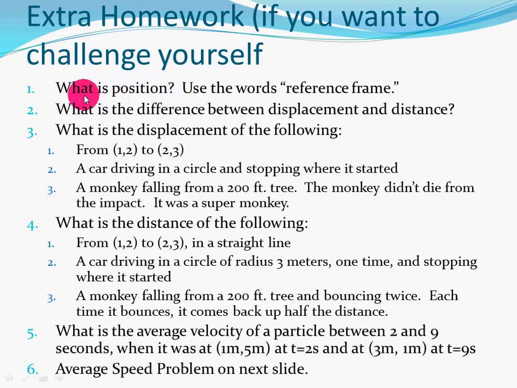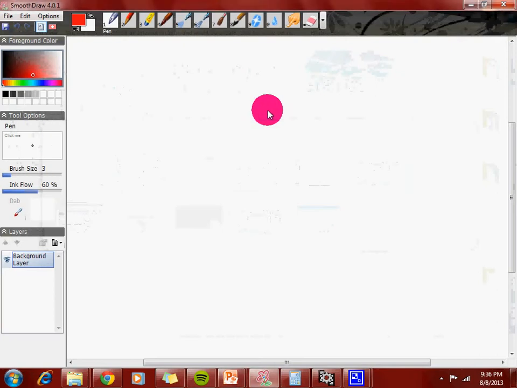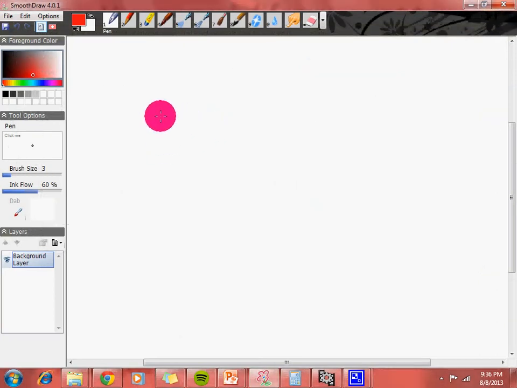What is position? So position is the place where you are within an x and y axis. We just kind of think of it like as a point. But if you want to use the word reference frame with it, then you can draw a picture, but pretty much you would be in a position within the reference frame, and I'll show you how that is. The best way to pretty much do it is to draw it.